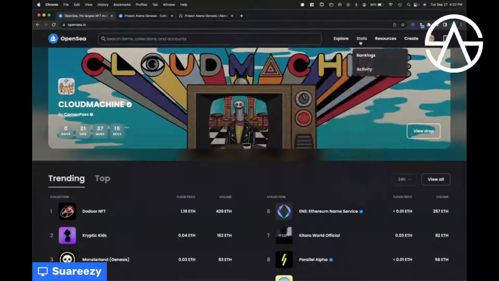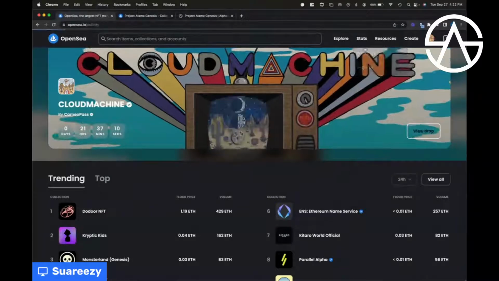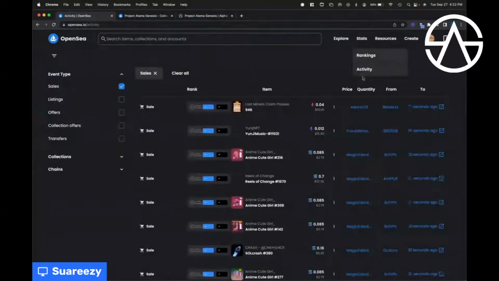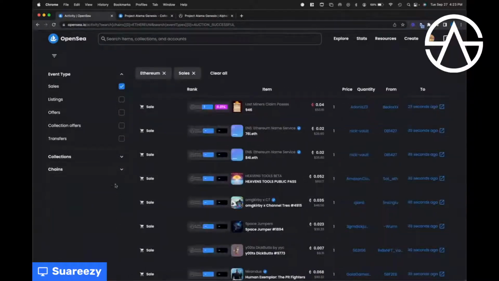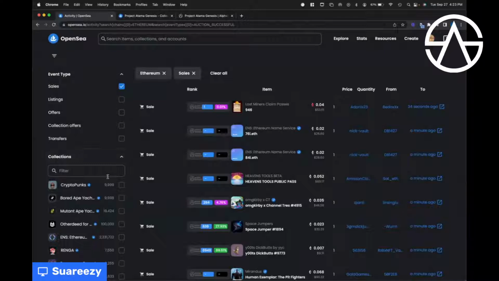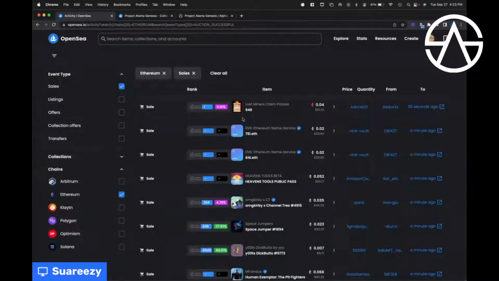One of the cool things that we get instant access to is when we go into stats and go into activity, you'll notice that now you'll have the AlphaSharks extension popped up. Right now we are only on the Ethereum blockchain, so you do want to filter for the Ethereum chain. This is going to help you filter live activity sales that are going on per block.